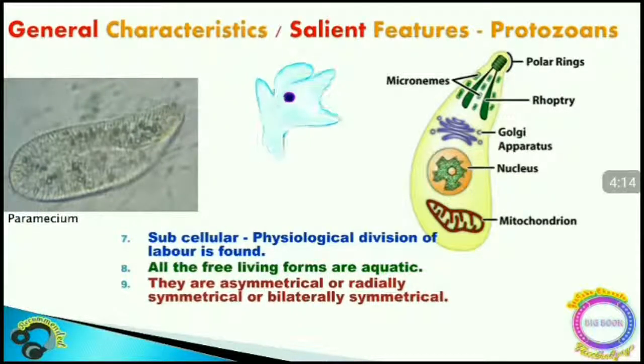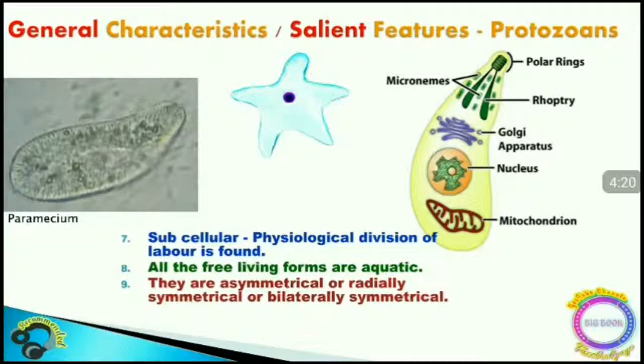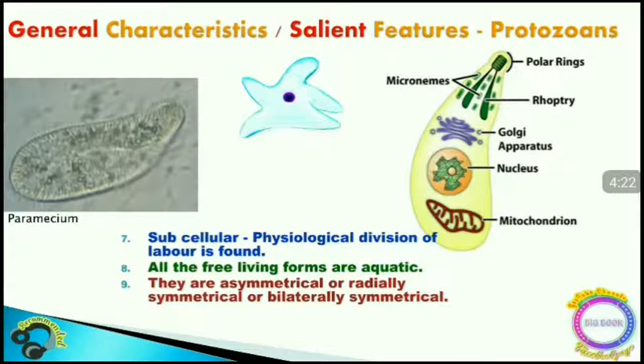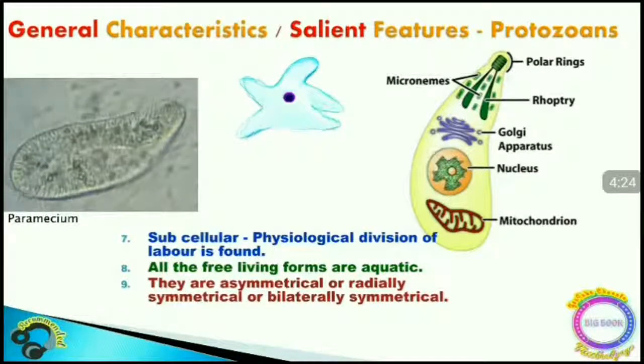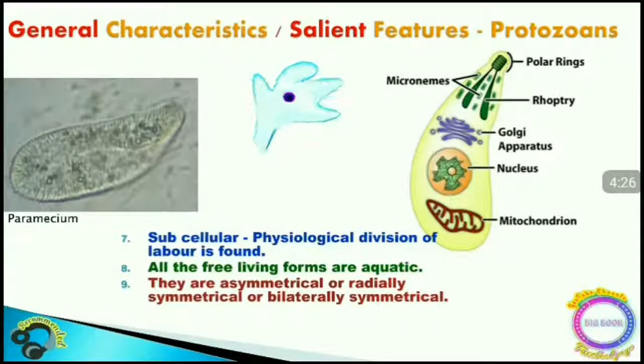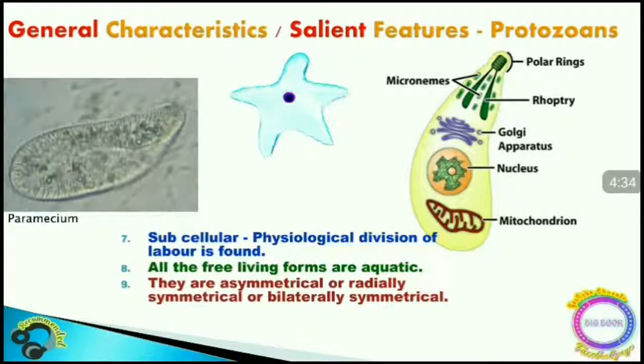So here you can understand the difference between the free living and the parasitic. Free living forms are aquatic. They are going to be present in the fresh waters or the aquatic bodies. Whatever parasitic forms there are, they require the host. So these free living forms are going to be in the aquatic.